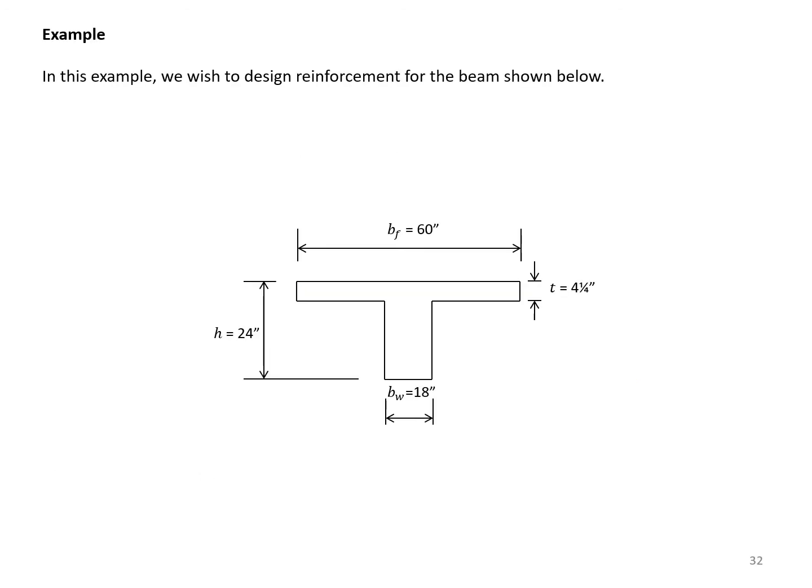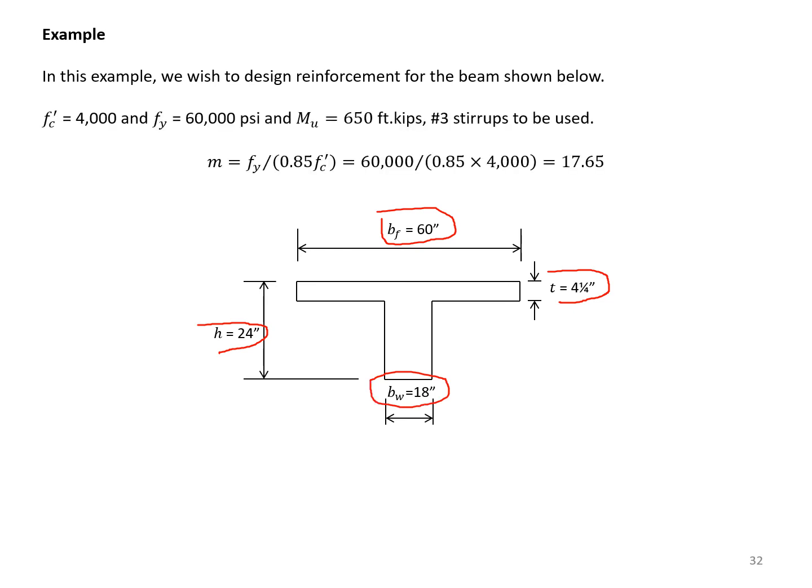Let's look at another example. In this one, the configuration is given. BF is 60. Thickness of the slab 4.25. H 24. BW 18. So what are we looking for? We want to design steel. What are the material properties? 4,000 psi concrete, 60,000 psi steel, MU by calculation is 650 foot kips, and we have number 3 stirrups again.